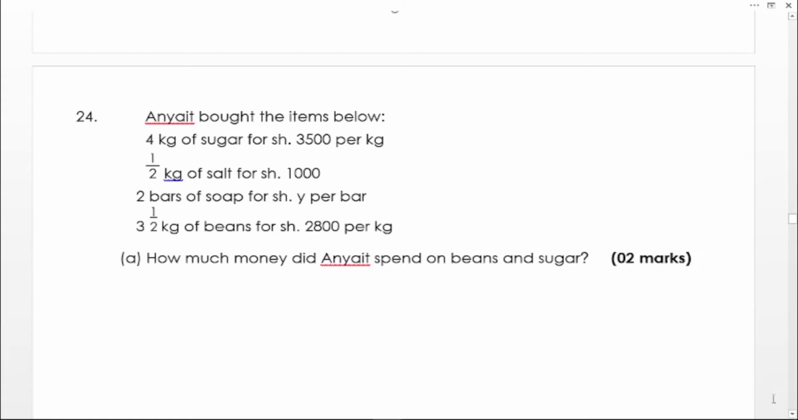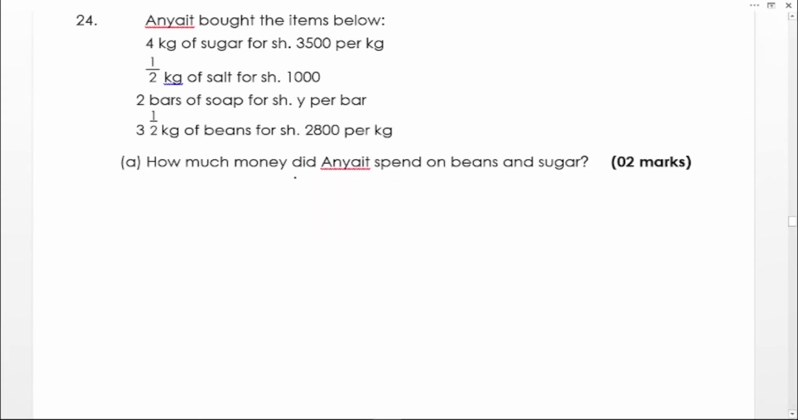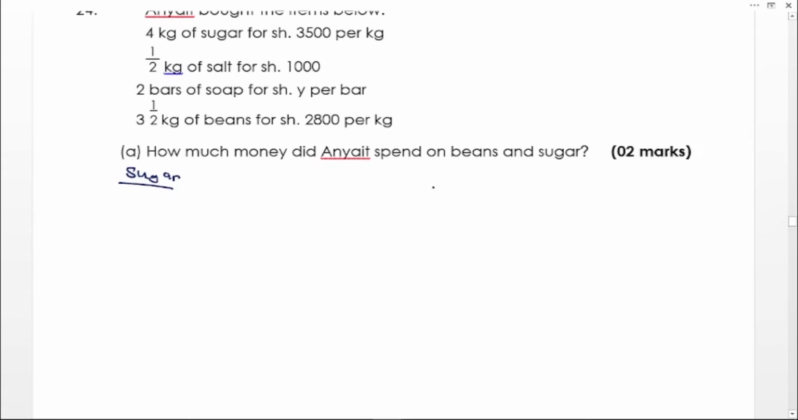Now here they are saying, how much money did Anyait spend on beans and sugar? Now we need to get the money she spent on sugar. How much sugar did she buy? She bought 4 kilograms, and at how much? At this one. We are going to use our simple triangle here, and this simple triangle we complete it like this one.